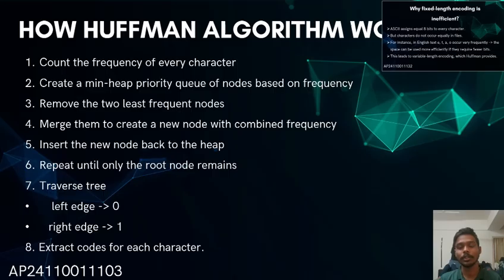Now we are going to discuss how the Huffman algorithm works. Huffman coding is the most efficient method, used in most data compression. You may not realize it, but Huffman coding is used in many everyday technologies such as ZIP compression, JPEG, MP3 audio, and even text messaging systems, because it reduces file size without losing any information.